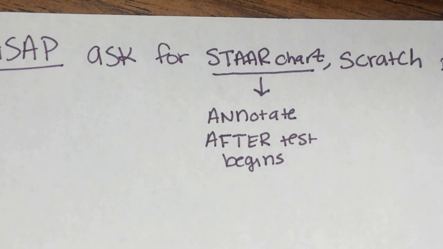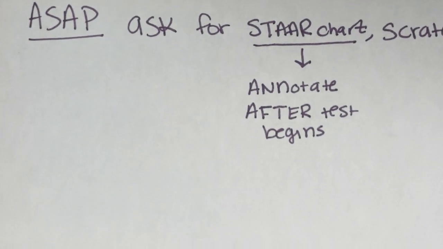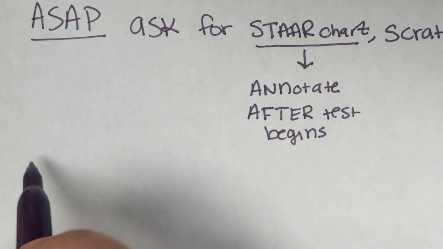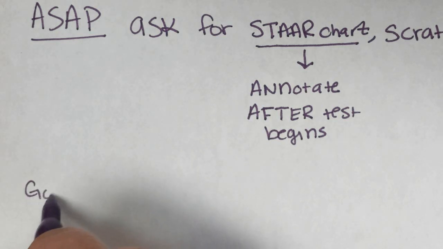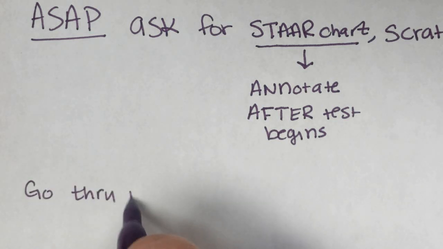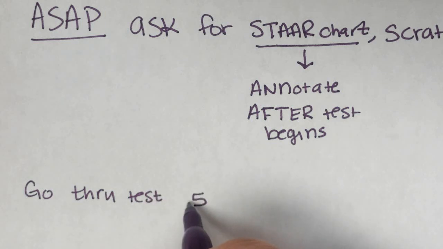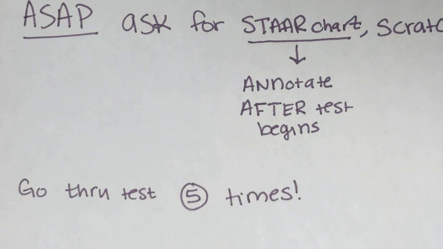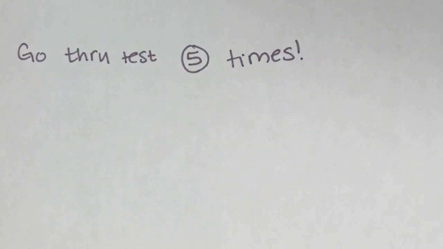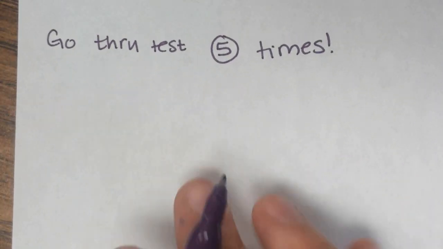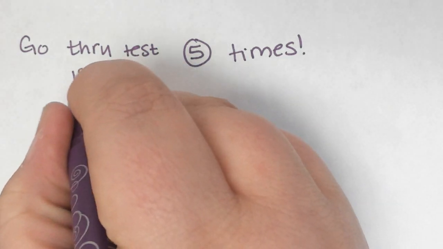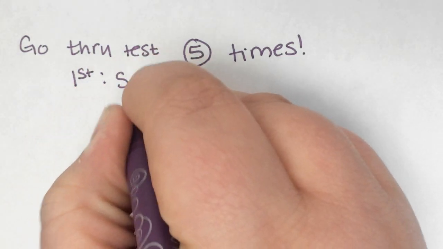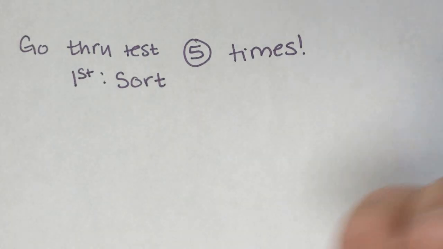So that's the very first thing that we need students to do. After that, we're asking that students go through the test 5 times, which sounds ridiculous. Okay, that sounds silly, but they're only going to do the math on each question once. We just want them to go through the test 5 times, and this is the game plan. So the very first time they go through the test, they'll just sort questions into a category. We'll talk about those categories momentarily.